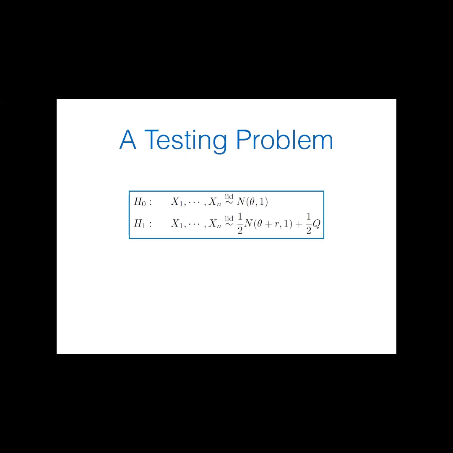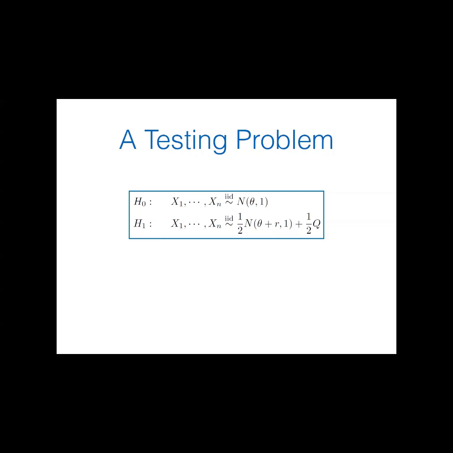So the hypothesis testing problem I'm going to consider is this one. The null hypothesis says the data is generated from normal theta, 1. The alternative says the location has a shift. It's no longer theta, it's theta plus r. In addition, you're going to have 50% contamination in the alternative. So not only are you trying to distinguish theta versus theta plus r, you will also try to tell the difference between clean data and data with 50% contamination.